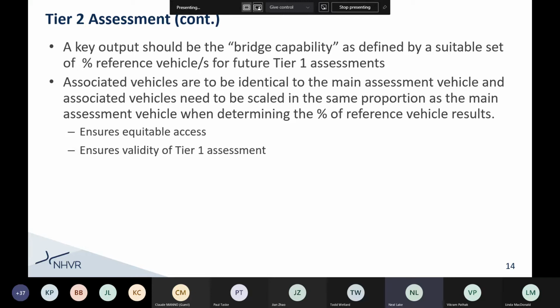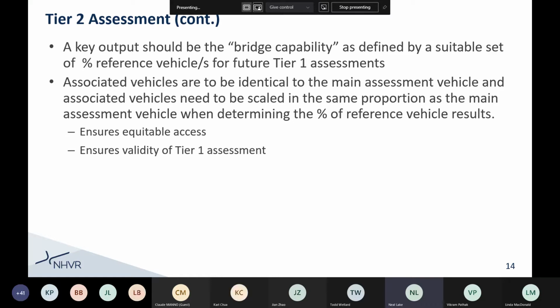So I think that a key output of any Tier 2 assessment should be around developing an understanding of the bridge capability. And by bridge capability, what I mean is a suitable set of reference vehicles that we could use for Tier 1 assessment. And of course, from the previous slide, our percentage of reference vehicle, that's one of the key outcomes of a Tier 2 assessment. So if we do that for a number of useful vehicles, we can build up this picture of what the bridge capability is, and we can use that in our comparative Tier 1 assessments down the track.